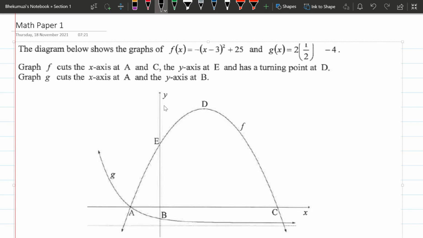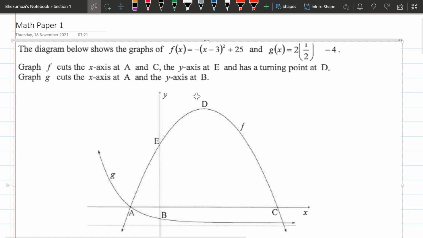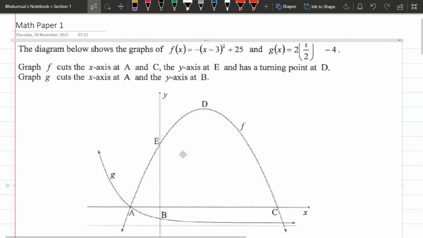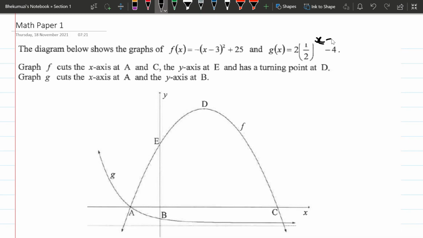Okay, so here we're going to get started off with question 6, as previously stated. As a continuation, it first says the diagram below shows the graphs of f of x, which is minus (x minus 3) all to the power 2 plus 25, and g of x, which is 2 times 1 over 2 to the power x plus 1. So it's supposed to be x plus 1 in this case. Sorry, x plus 1 minus 4.